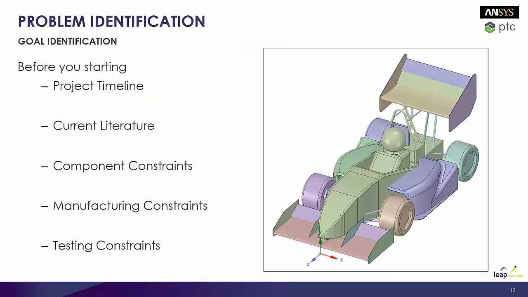Cool. So before you start your simulations, it's important to consider a couple of things. The first thing is your project timeline. So understand how much time is actually allocated for the design, manufacturing, testing, and refinement process. You want to be making sure you're hitting your timelines. You don't want to start designing something and then realize you don't have enough time to manufacture or test it. It's important to read over current literature to understand what's been done before and how you can improve the design.